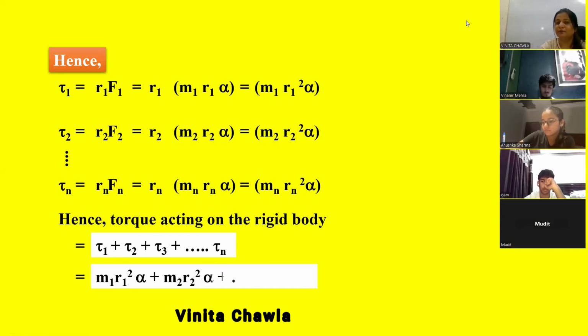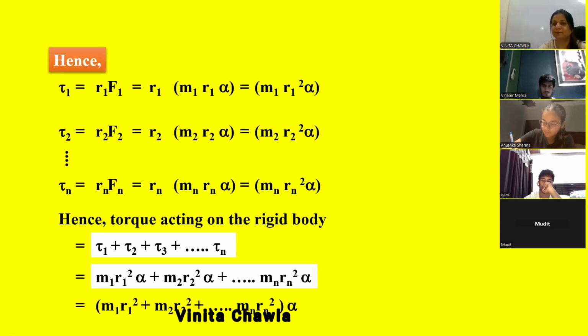Add this up. Write all the expressions for τ1, for τ2, for τn. We have these expressions. Now we can see that alpha is common to all, so we can take alpha outside. And in the bracket, we have m1 r1 square plus m2 r2 square up to mn rn square.